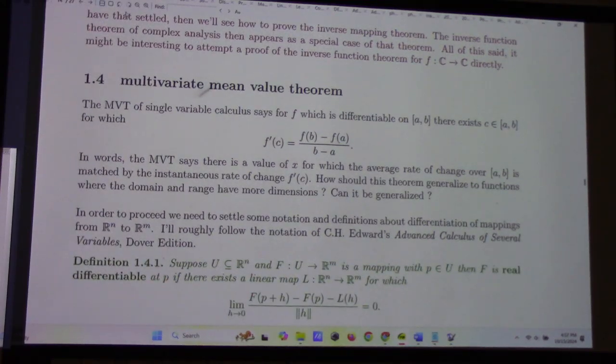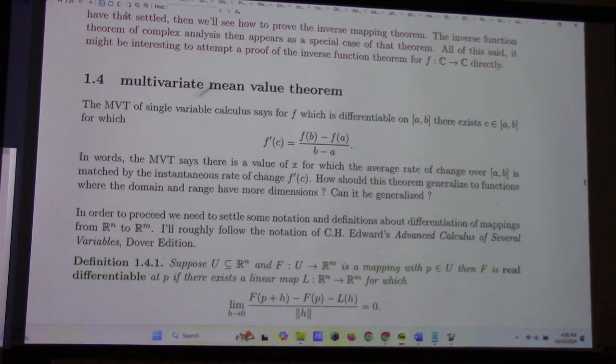That brings us to the multivariate mean value theorem. It would be lovely if the multivariable mean value theorem was as simple as the single variable mean value theorem. Like the mean value theorem for calculus of one variable says this, right? f of b minus f of a divided by b minus a is f prime of c for some c between a and b, right? But to generalize this, it's not as simple as it seems. Let me kind of try to explain to you why.